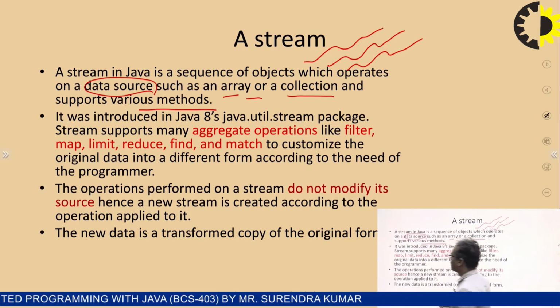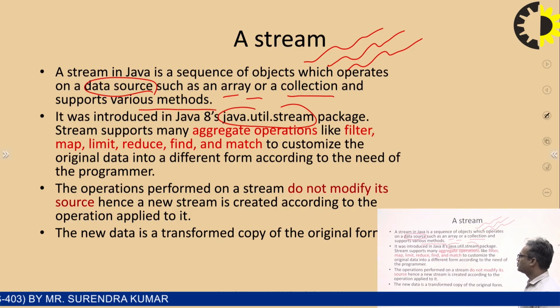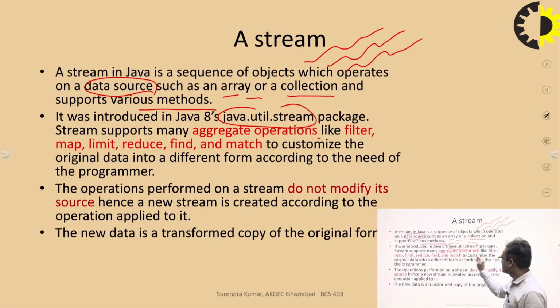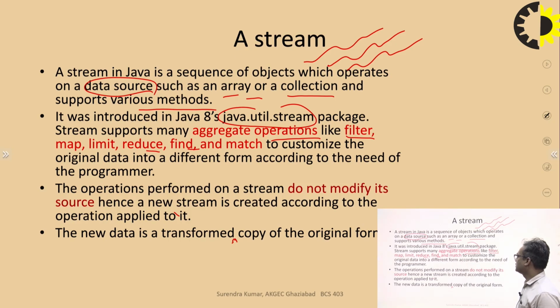This is the stream. It was introduced in Java 8 in the java.util.stream package. Stream supports many aggregate operations like filter, map, reduce, limit, find and match. So different aggregation operations are used in the stream class to transform the original data into different forms according to the need of the programmer. Operations performed on the stream do not modify its source.